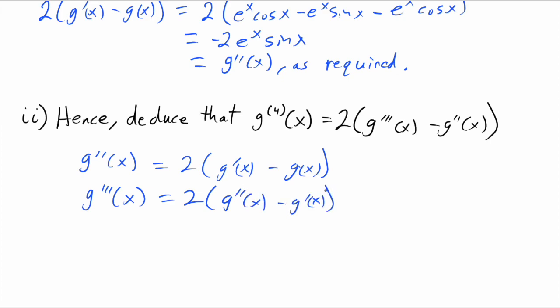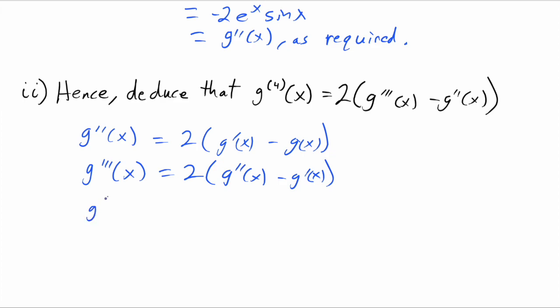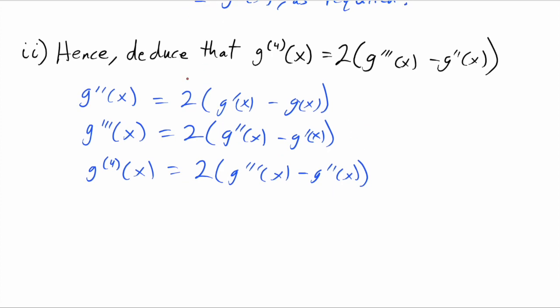And we just do that one more time. Fourth derivative equals 2 times third derivative minus second derivative, as required. Okay, so if you do it the other way, you'll spend a lot of time. This is pretty quick. So just find the derivative a couple of times.